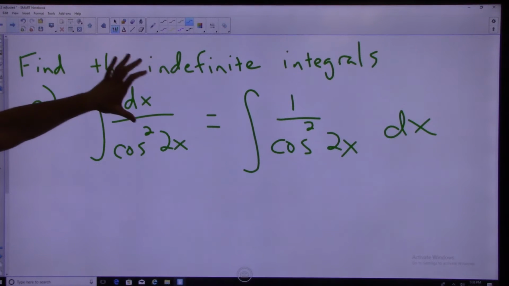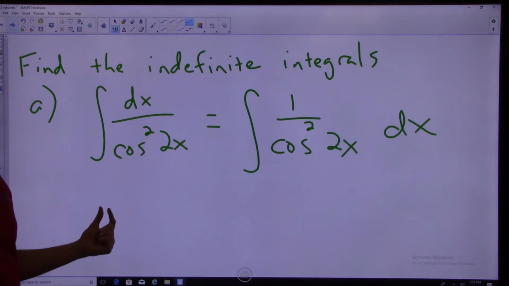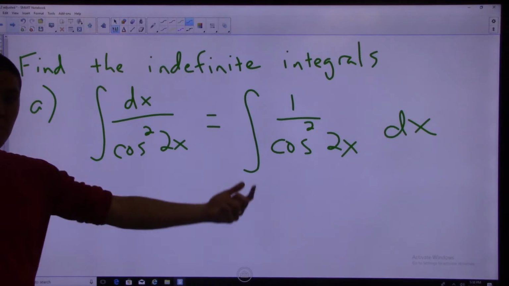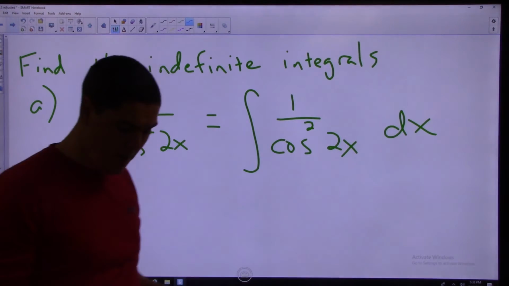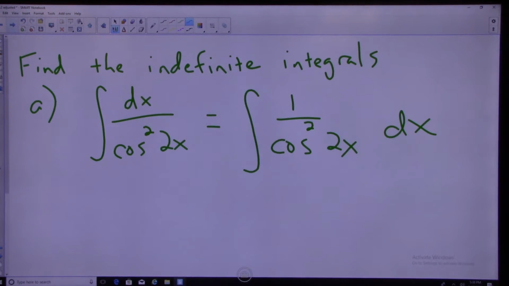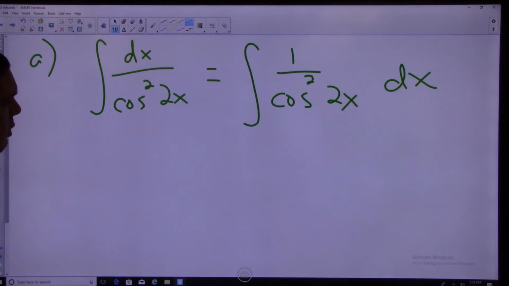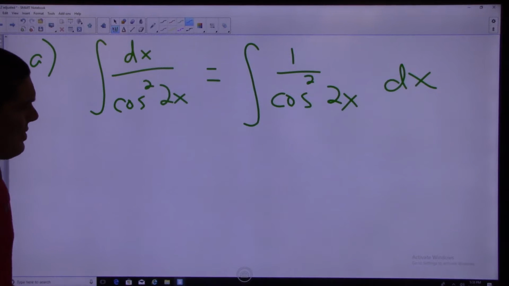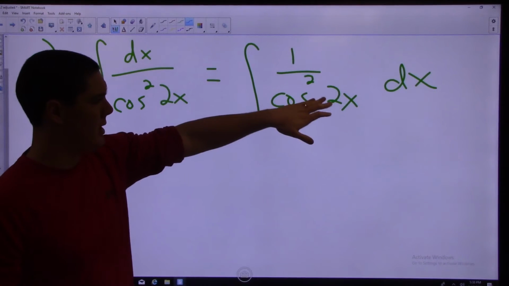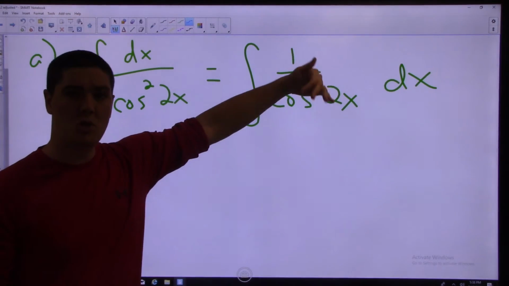It's just properties of fractions, guys. For example, if we have 4 over x, that's the same thing as 1 over x times 4. I just rewrote it like this to hopefully keep you from any confusion here. So let's go ahead and get through this one together. First of all, if you want to integrate something like this, one thing to notice is we have 1 over cosine squared of 2x. So one thing to notice is that we may want to use a trig identity here.